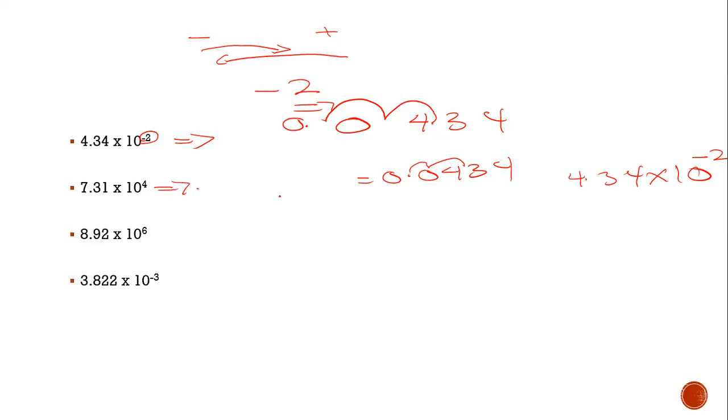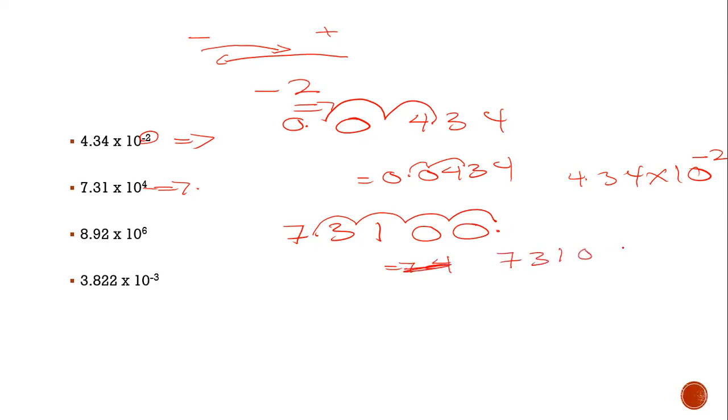Okay, this next one is 7.31 times 10 to the power 4, so it means we're going 4 places to the right. So we're going back to the right. With the decimal point, 1, 2, 3, 4. Add some zeros here. So the answer will be 73,100.